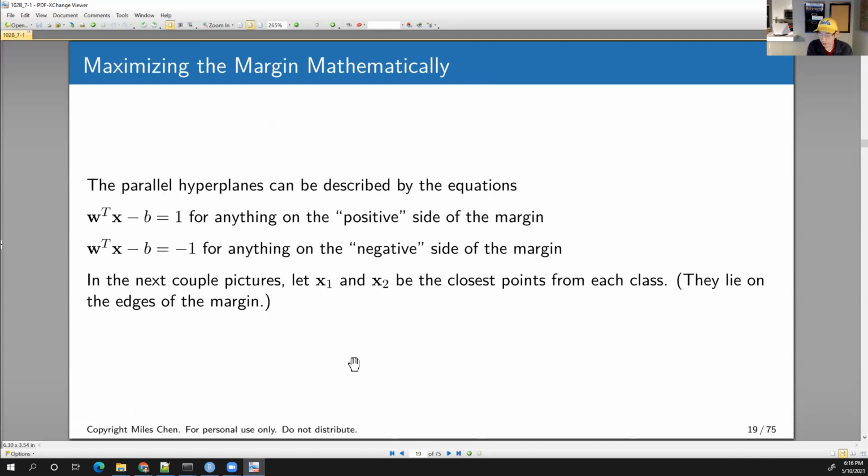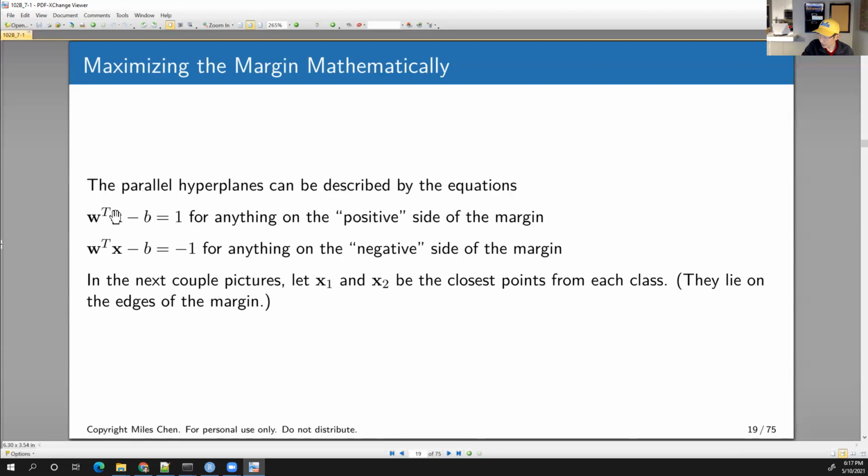And then values on one side are going to be the positive side of the margin, and values on the other side will be the negative side of the margin. So you have parallel hyperplanes defined by your vector W. If x is in 2 dimensions, x1 and x2, you've got W1 and W2, W1 x1 plus W2 x2, and those add up to some constant. On one side we're going to have W transpose x minus b equal to 1, and W transpose x minus b equal to -1 for the other side, the negative side of the margin.